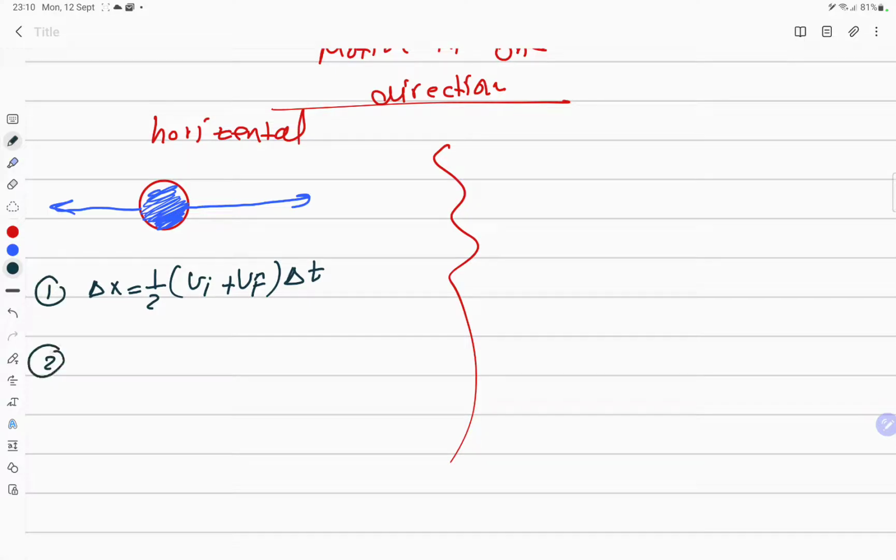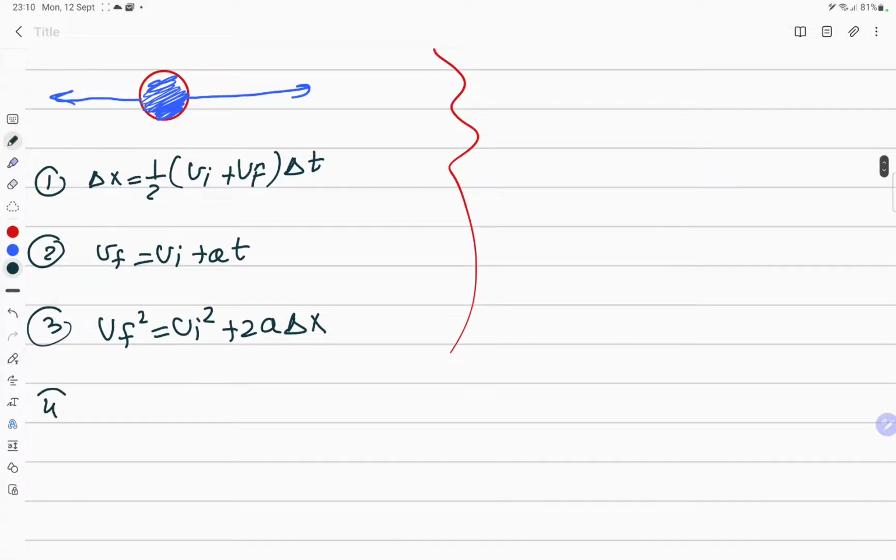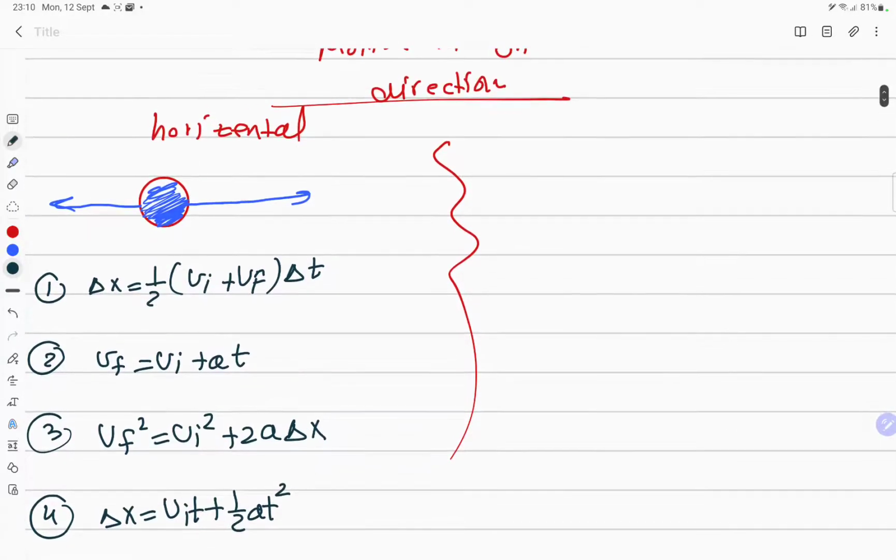The second equation, v final is equal v initial plus at. The third equation, v final square is equal v initial square plus 2a delta x. And the fourth equation is delta x is equal v initial t plus half at square. Okay, this is if I'm talking about horizontal.